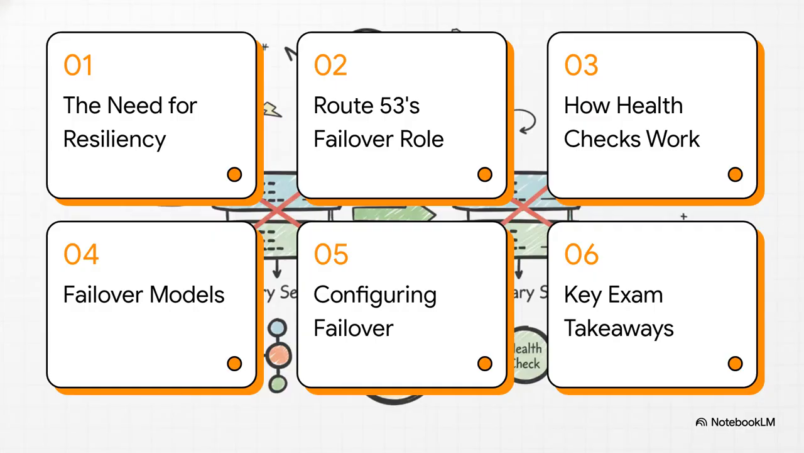So here's how we're going to build that plan together. First, we'll talk about why you need resiliency. Then, we'll look at Route 53's role in all this. After that, we'll dig into how health checks work. We'll compare active-passive versus active-active, walk through a quick example, and then wrap up with the key things you absolutely have to know for the exam.